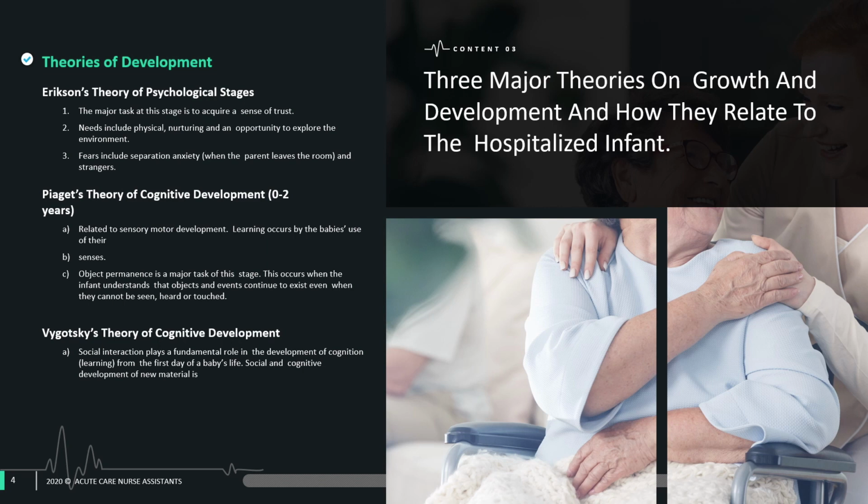Piaget's theory of cognitive development, from 0 to 2 years. Related to sensorimotor development, learning occurs by the baby's use of their senses. Object permanence is a major task of this stage. This occurs when the infant understands that objects and events continue to exist even when they cannot be seen, heard, or touched.